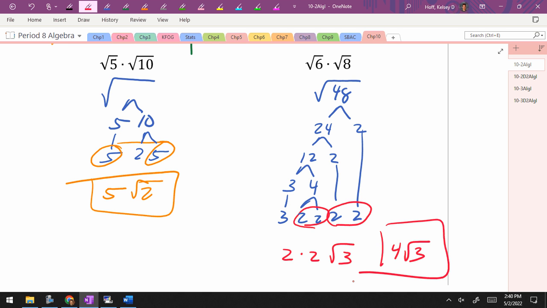Now, I intentionally broke this down in a weird way because most of you probably didn't go 24 times 2. But my point is it doesn't matter which way you break it down because you're going all the way to prime factorization, it's always going to get you the same answer.